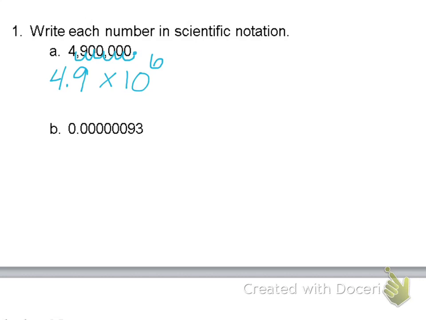Moving on to the next example, we're going to take our decimal and again move it 1, 2, 3, 4, 5, 6, 7 times this time to get 1 number that's non-zero in front of the decimal. So we'd have 9.3 times 10. And since we started with a small number, and to get back to that number we would have to move to the left, then it's going to be a negative exponent. And we moved it 1, 2, 3, 4, 5, 6, 7 times. So 10 to the negative 7th power.